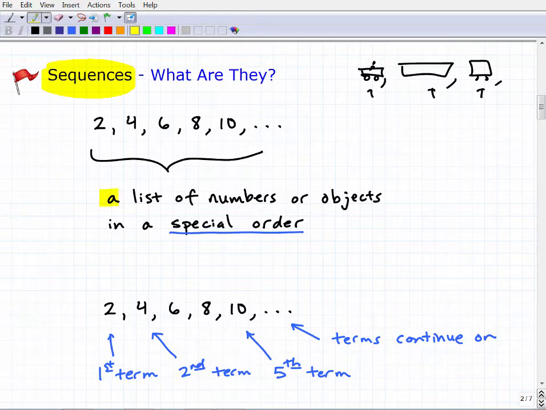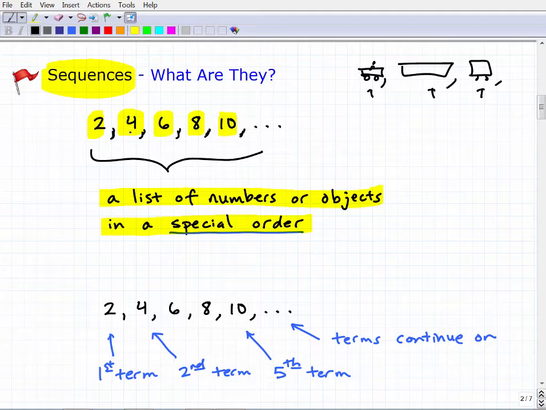So a sequence is a list of numbers or objects in a special order. Now, because this is mathematics, we're mostly going to be focusing on numbers. So here is an example of a mathematical sequence. We have some numbers here, and we're putting these numbers in a particular order, separating them by commas. So this is what a sequence looks like.